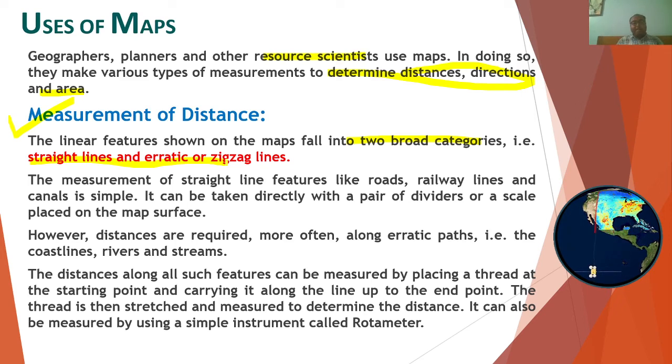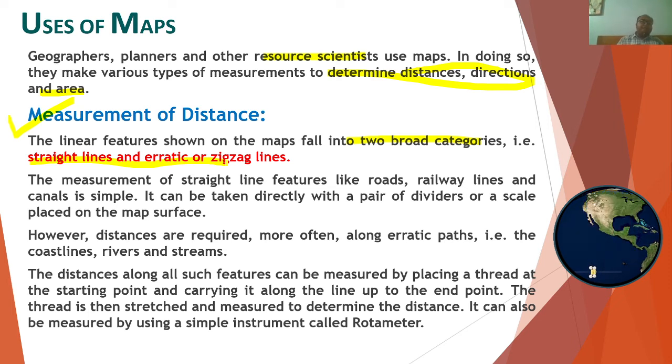But for erratic lines or zigzag lines, a scale cannot work. At that time we need to use threads or a sophisticated instrument known as a rotameter. In a zigzag line, we have to place the rotameter, and we have to also zigzag this rotameter in this way, and the final reading we can get. I will show you the images.